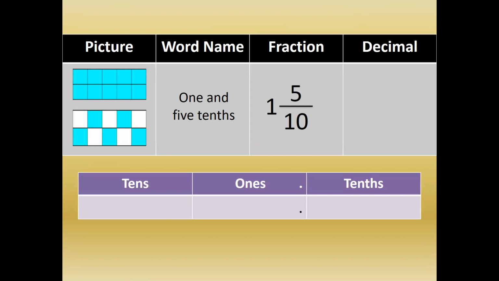And our decimal, we're going to go into our place value chart first, and then we'll make our decimal out of there. So we know that there's no tens, and there's 1. Our 1 should be in the ones position because we have 1 whole. And then out of 10 parts, we had 5. So our 5 would go in the tenths position. So that means our decimal would be 1 decimal point 5. So our decimal would be 1 and 5 tenths.